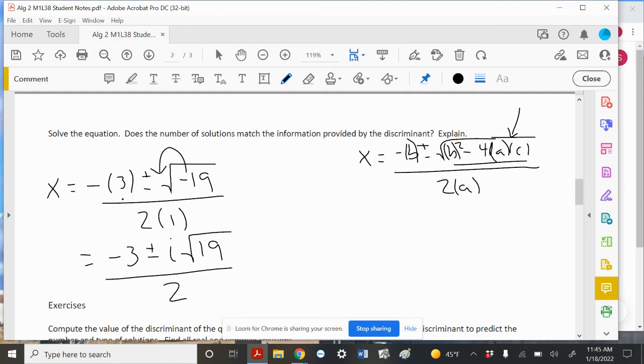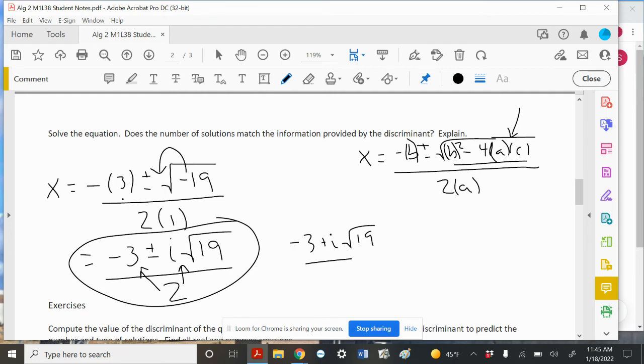And then we check to see, does 2 go into both of the numbers that are outside the square root, which is the -3 and the i? The answer is no. So therefore, there's my answer. But you can see that they're conjugates. -3 plus i square root of 19 over 2, and -3 minus i square root of 19 over 2.